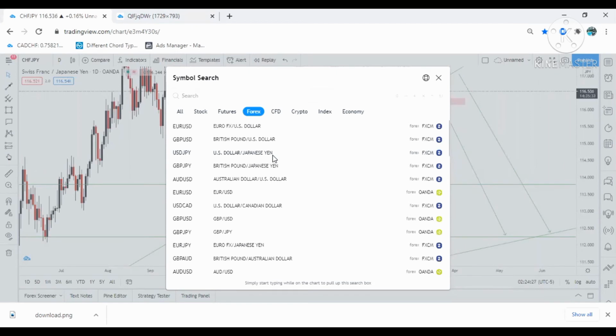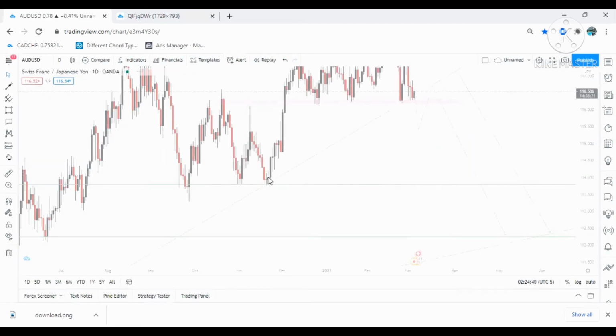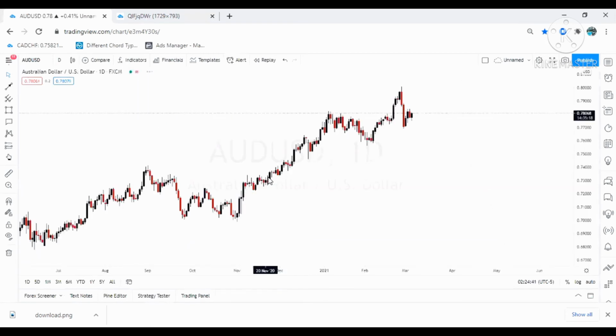Should you wait for a break on minor support and then enter at minor resistance? Like, do you get the picture? If you don't, please send me a DM. Yeah.